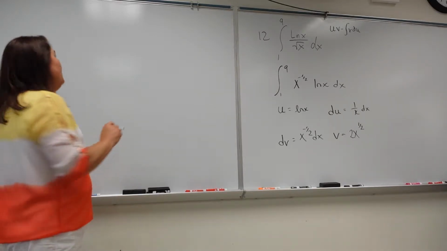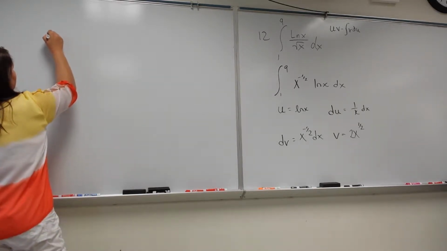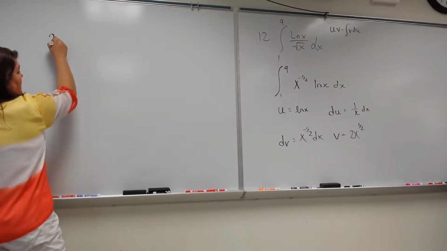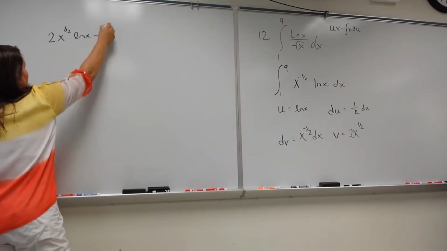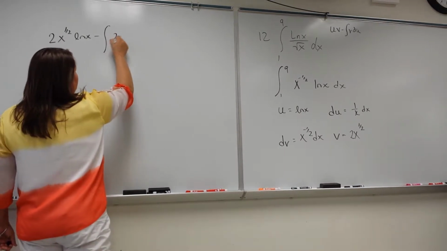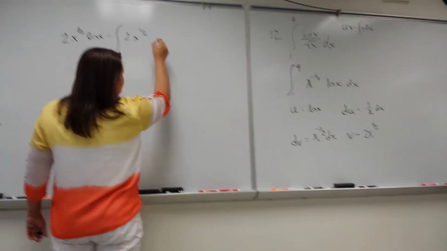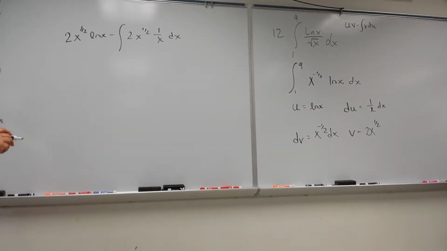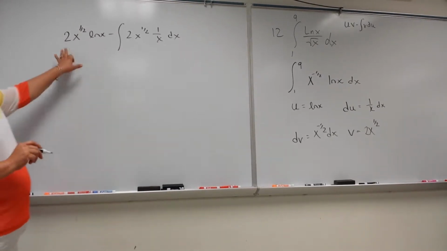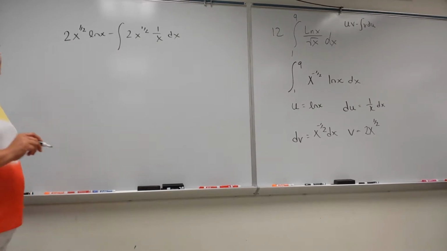Good. Okay, so uv: 2x to the 1/2 ln of x, minus the integral of v, 2x to the 1/2, times du, 1 over x dx. Is that the uv formula on the spreadsheet? It is written a little differently than the way that I say it, but yes, it is on the bright colored sheet of paper. The stuff here, ugly as it is, just goes for the ride. Is that good?